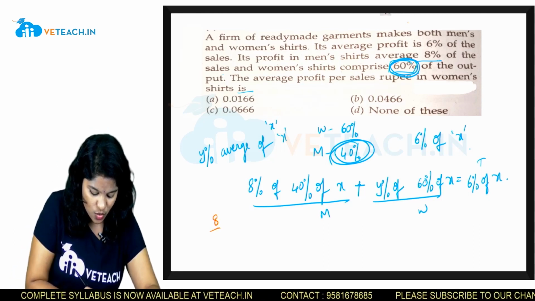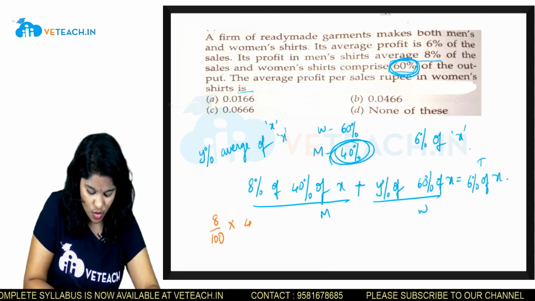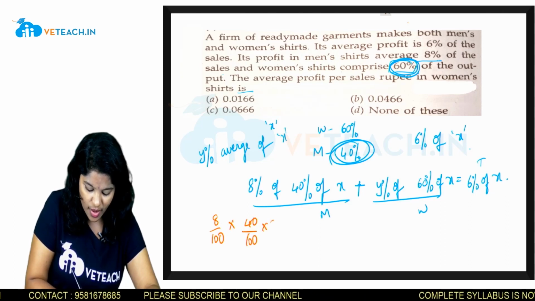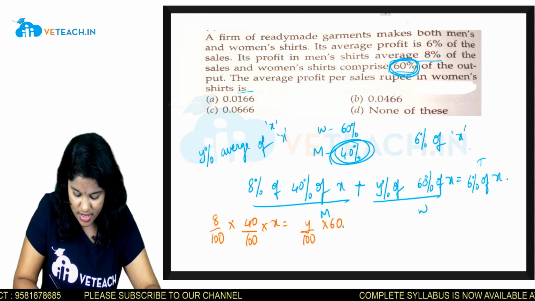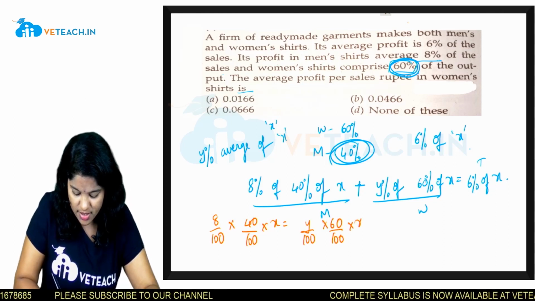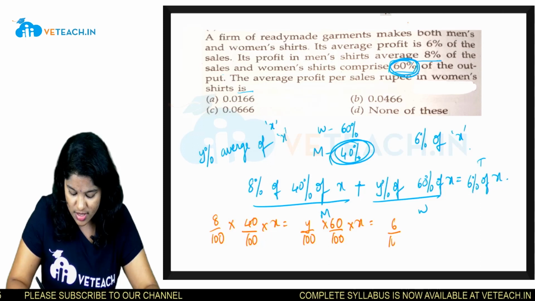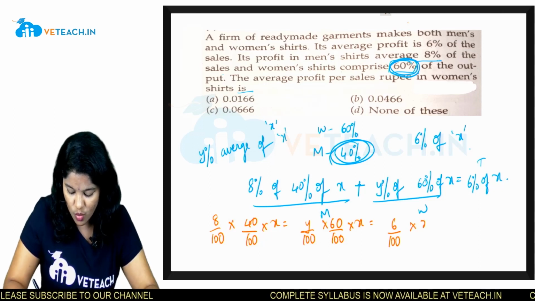That is 8 by 100 into 40 by 100 into X, plus Y by 100 into 60 by 100 into X, equals 6 by 100 into X.